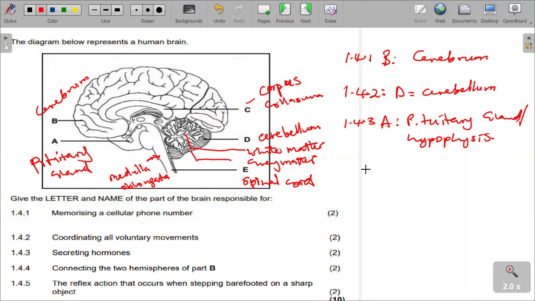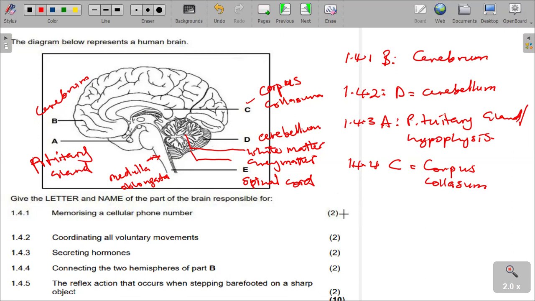And then connecting the two hemispheres of part B. I'm sure I've already mentioned that the two hemispheres of the cerebrum are connected by the corpus callosum. For 1.4.4, the part of the brain that connects the hemispheres is C, which is the corpus callosum. The corpus callosum is responsible for connecting or joining the two hemispheres of the brain.